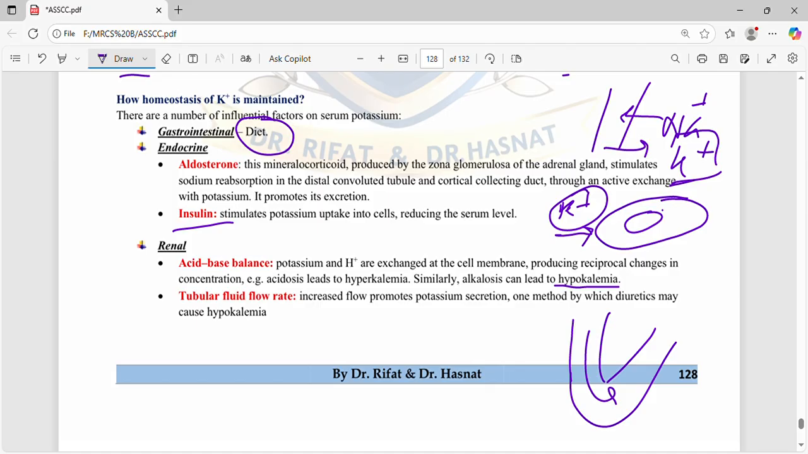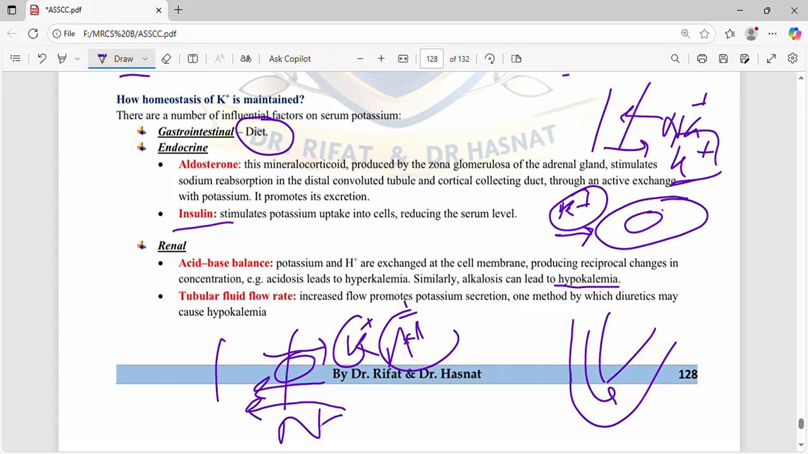Renal acid-base balance. In the renal tubules we have this pump which can reabsorb sodium and can secrete either potassium or H plus. So in a situation where there is an acid-base disturbance, the body shifts between potassium and hydrogen. In response to sodium, it will push out potassium. So potassium and H plus ions are exchanged in the cell membrane, producing a reciprocal change in the concentration.